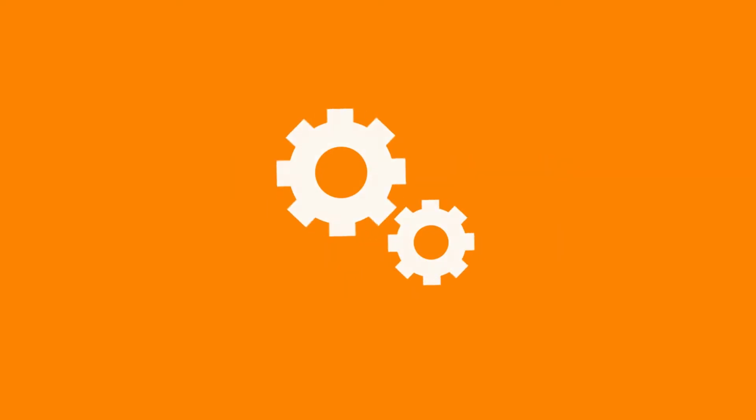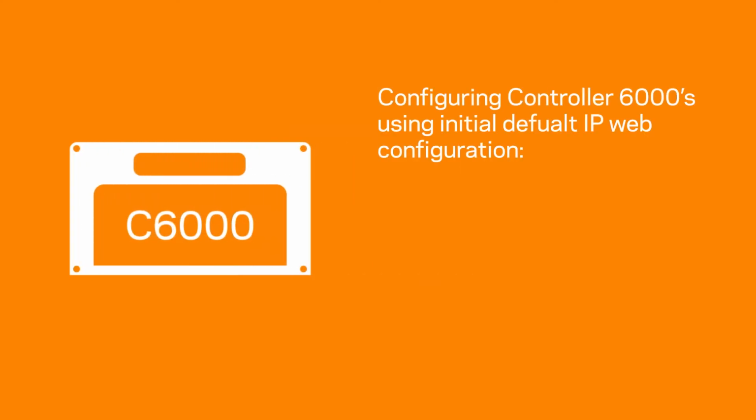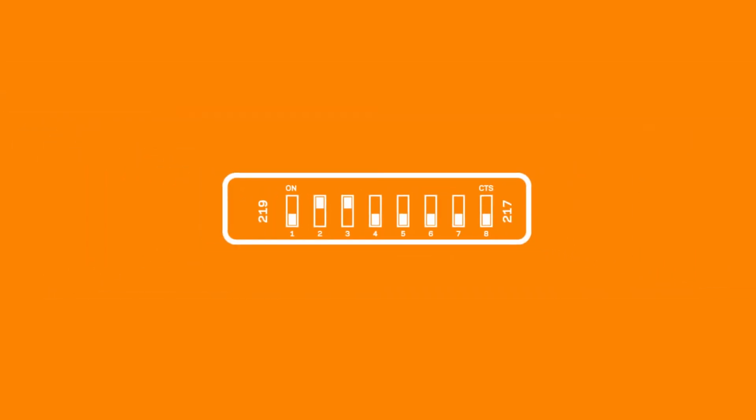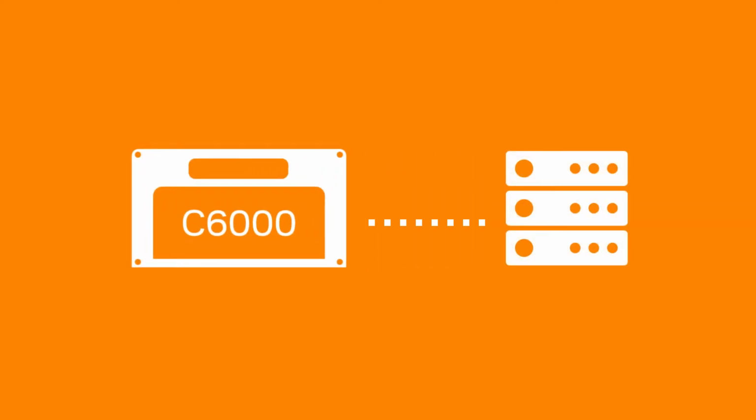When configuring controller 6000s using initial default IP web configuration, basic information is cached, which includes the controller IP address, server IP address, subnet mask, and gateway. When DIP switch 2 and 3 is turned off, this information is retained through a restart or power cycle, which helps the controller to communicate to the server when it's connected to the server network.